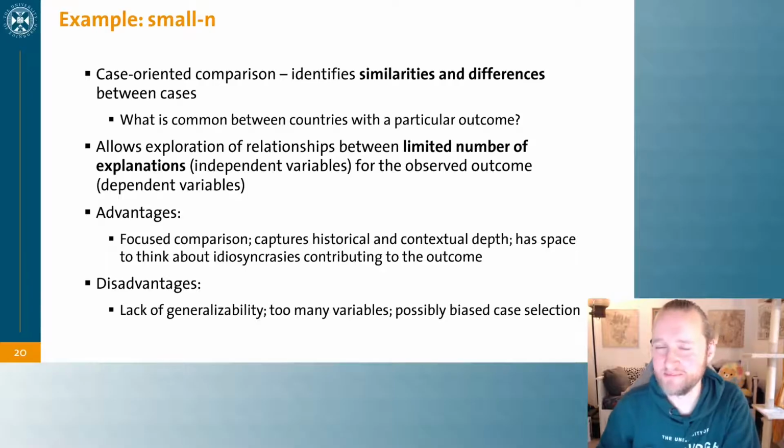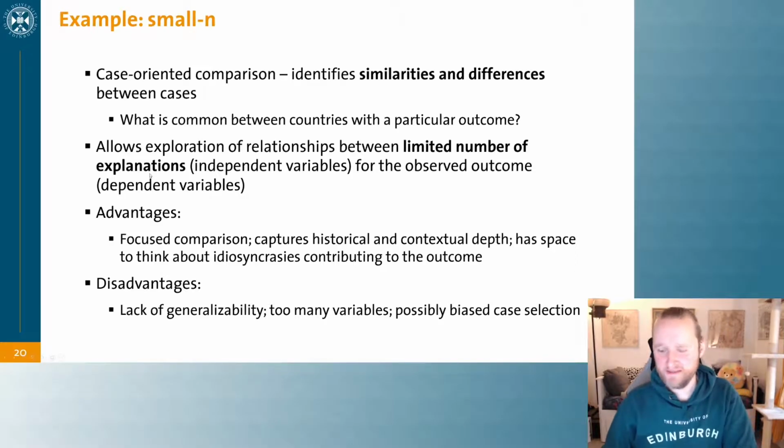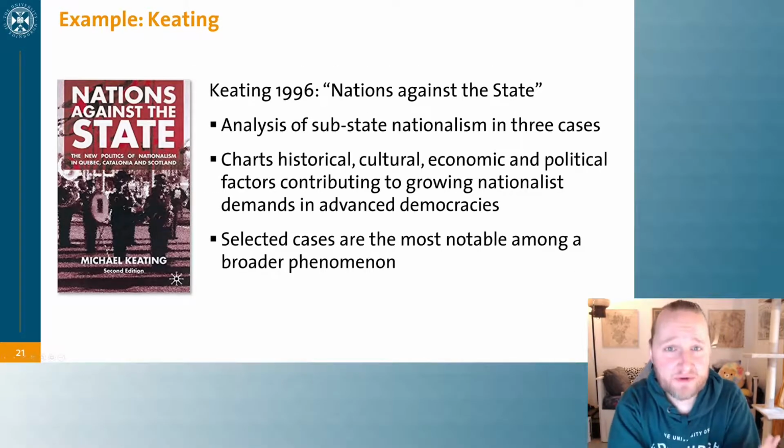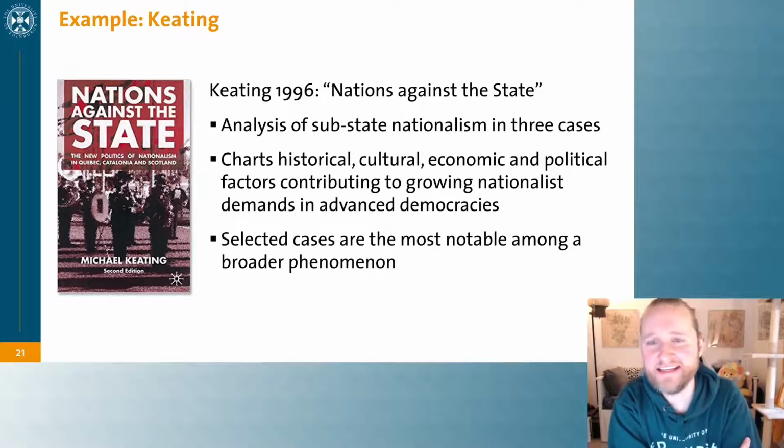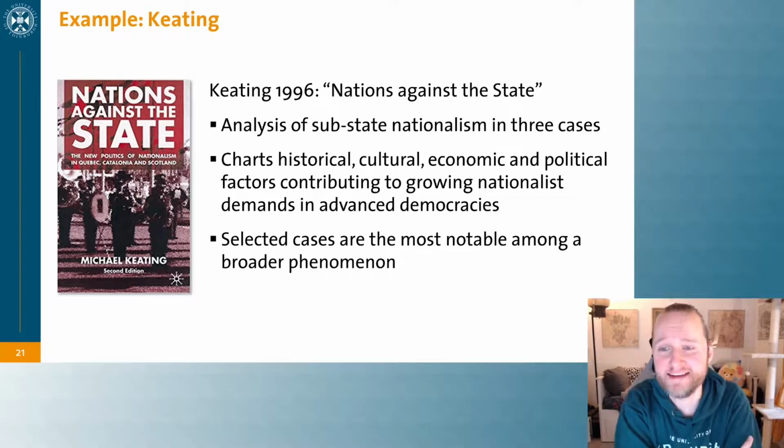You might want to go back to my case selection example earlier about the happy piece and make a similar point. Now, the empirical example for this is Michael Keating's Nations Against the State. This is a really important book published in 1996.